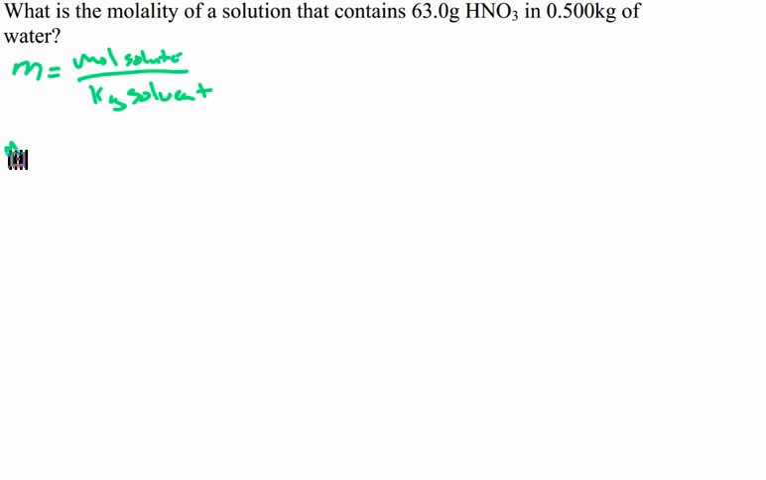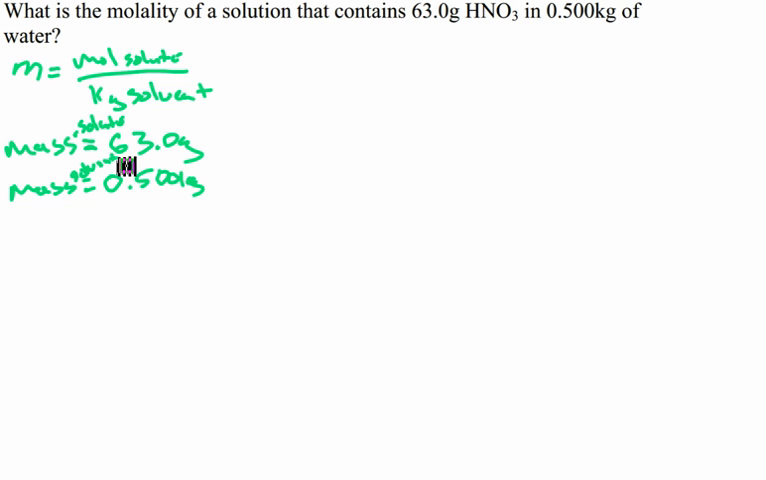So what else do we have? Well, we've got a mass of our solute. That's going to give us 63.0 grams. We also have a mass of our solvent. So let's do solute, solvent. That's going to give us 0.500 kilograms. Whoever wrote this problem was very nice, because one of the things that we need is already in the right units, and that's going to be our mass of solvent. It's got to be in kilograms.